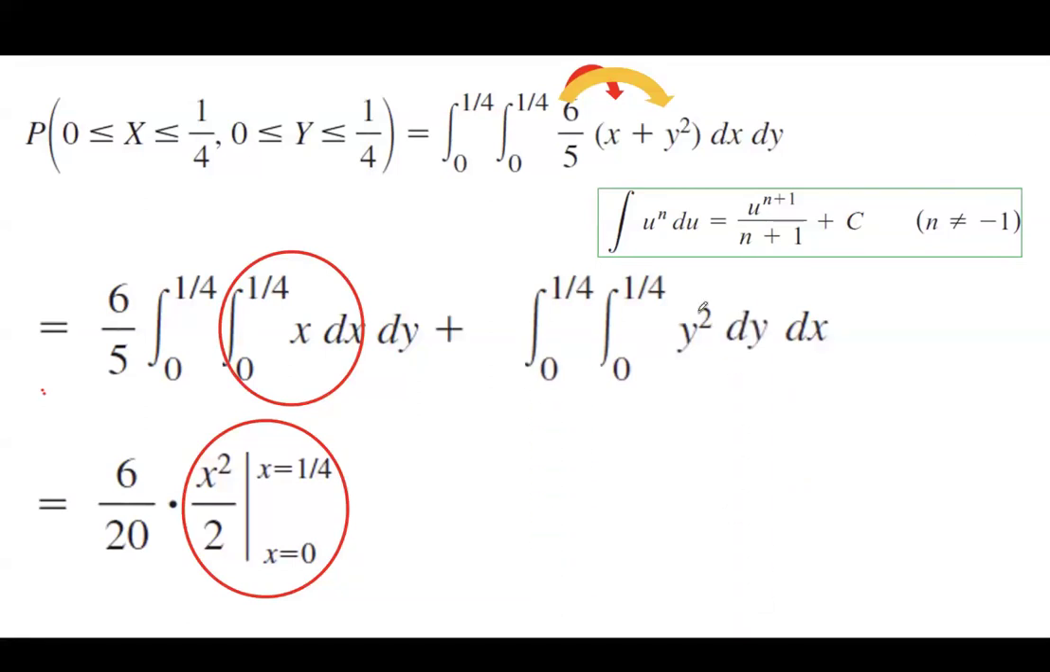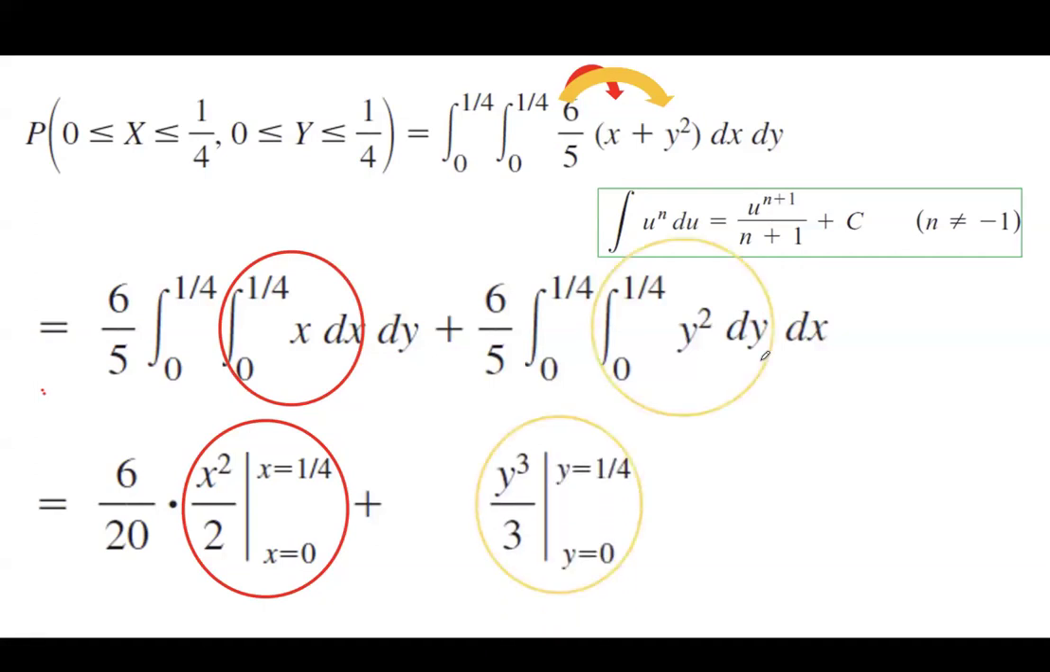So what I did, I just switched these two around for the second integral, so I can take the integral with respect to y, and I wrote down 6/5 outside. So this is y to the third divided by 3, the integral of y squared dy. And as you saw before, the integral from 0 to 1/4 of dx is 1/4. 1/4 times 6/5 is 6 divided by 20.